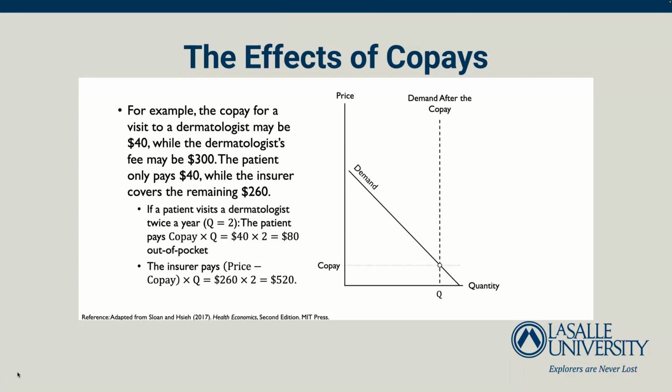So if a patient visits a dermatologist twice a year, as determined by where the copay intersects the demand curve, the patient would pay copay times Q out of pocket. And in this case, it would be $40 per visit multiplied by 2 visits, or $80 out of pocket. And the insurer would pay the remainder of the 2 visits, or $260 times 2, for $520.